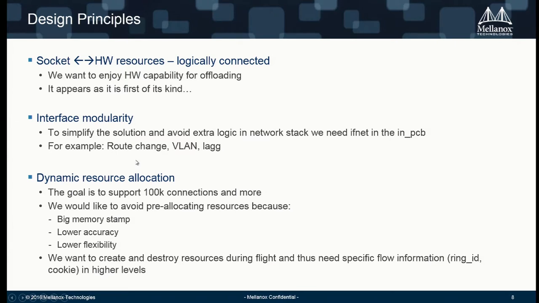Internally generate ECN. Yes, I know about this. Interface modularity is another principle here. Like I talked about before, we want to simplify the solution and not have a lot of logic in the network. That's why I need the ifnet pointer. We gave the simple example of a routing change, so how can we handle that? And if we have VLAN and LAG, it also connects pretty easily. So I hope you're seeing, it's supposed to be simple.